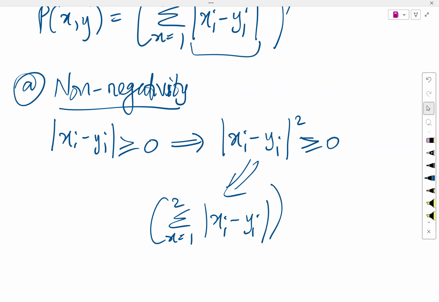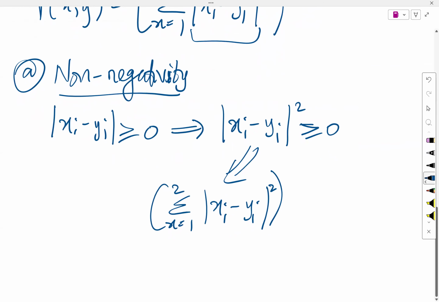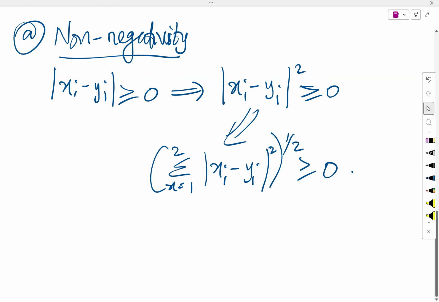And then now taking the square root of something positive, it is still positive. So however you look at it, you can say therefore P of x comma y is greater than or equal to 0. So the non-negativity rule is taken care of.